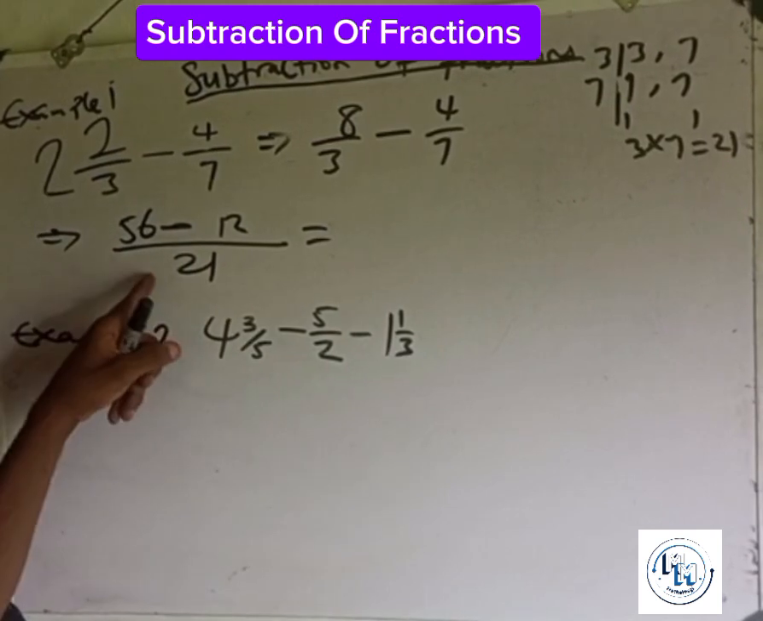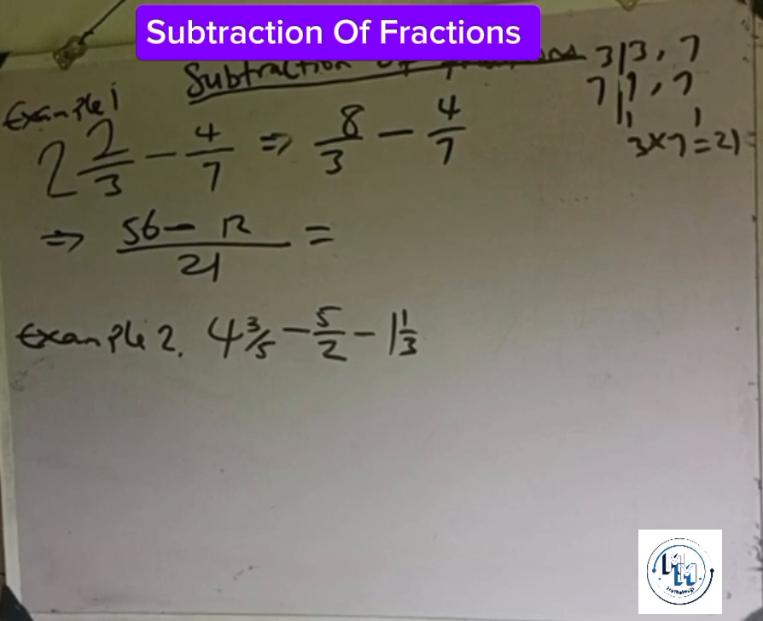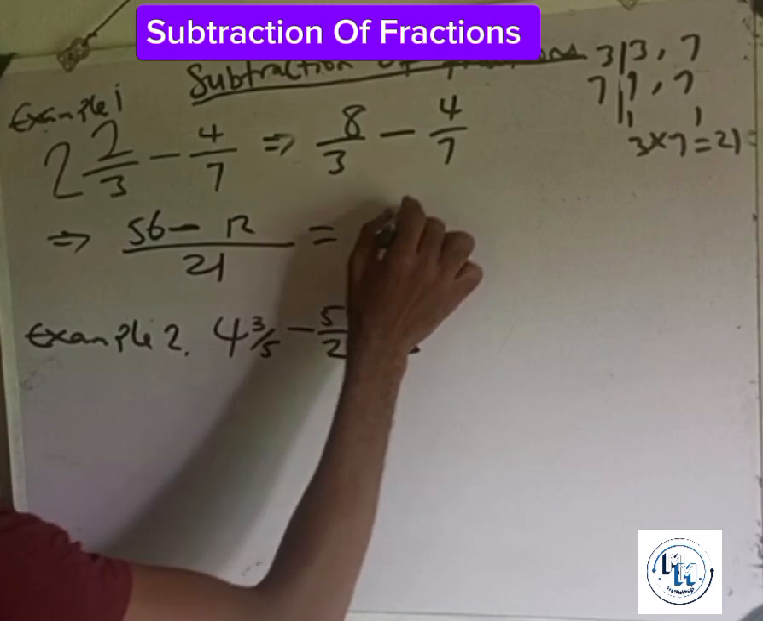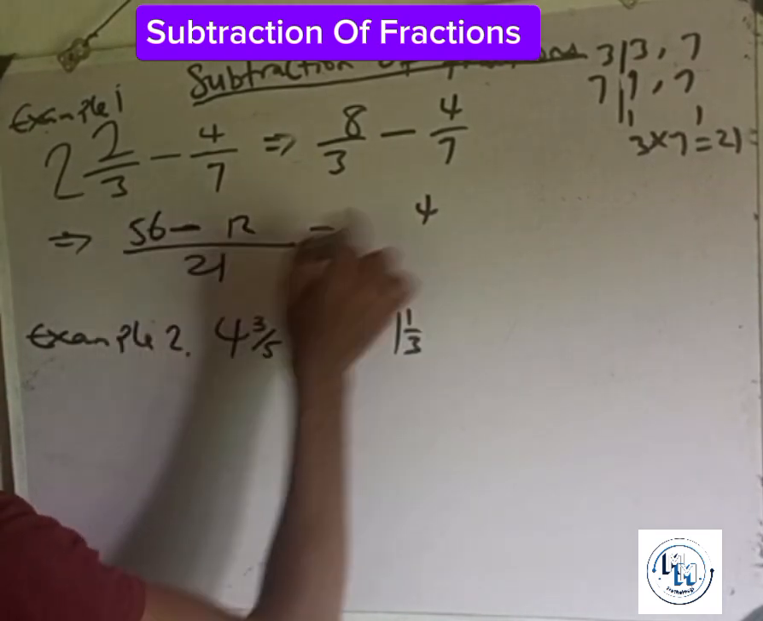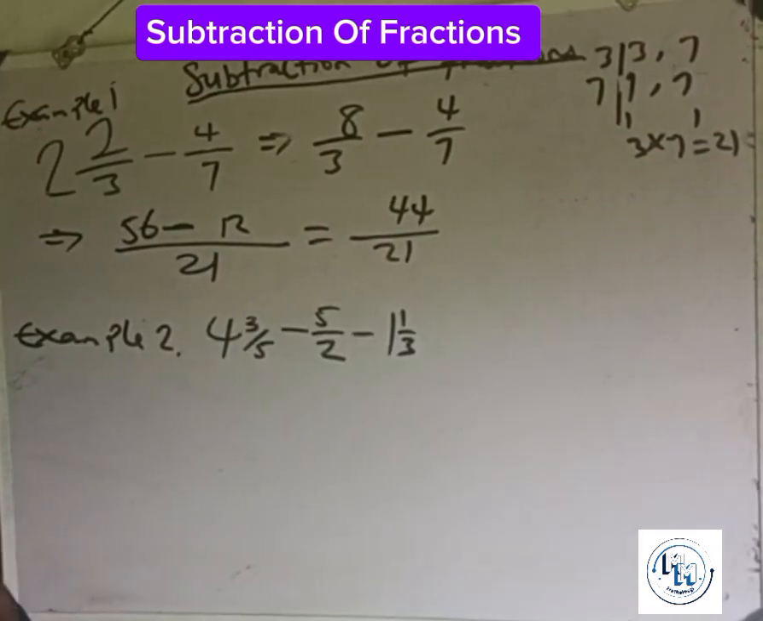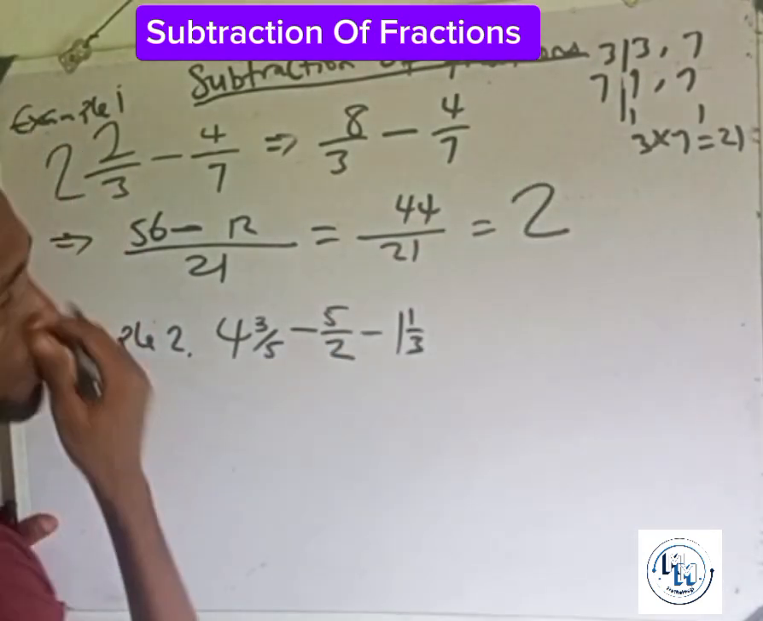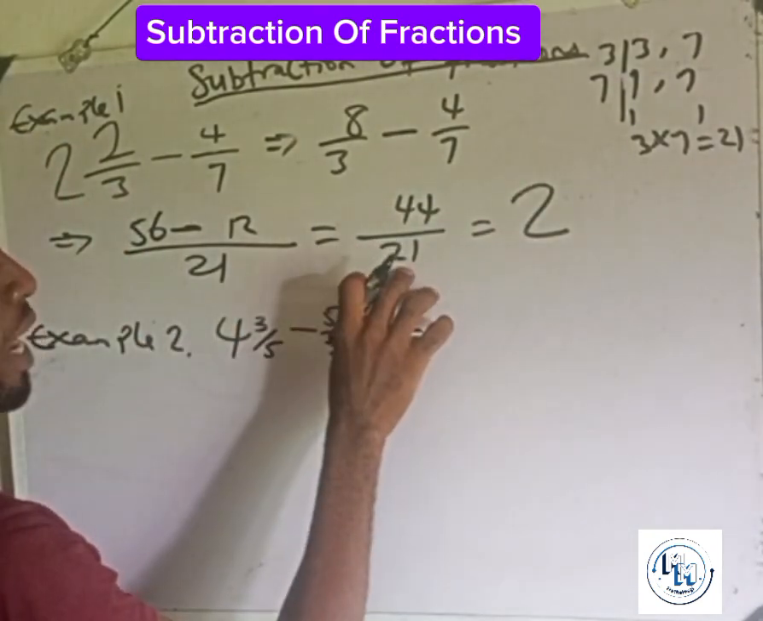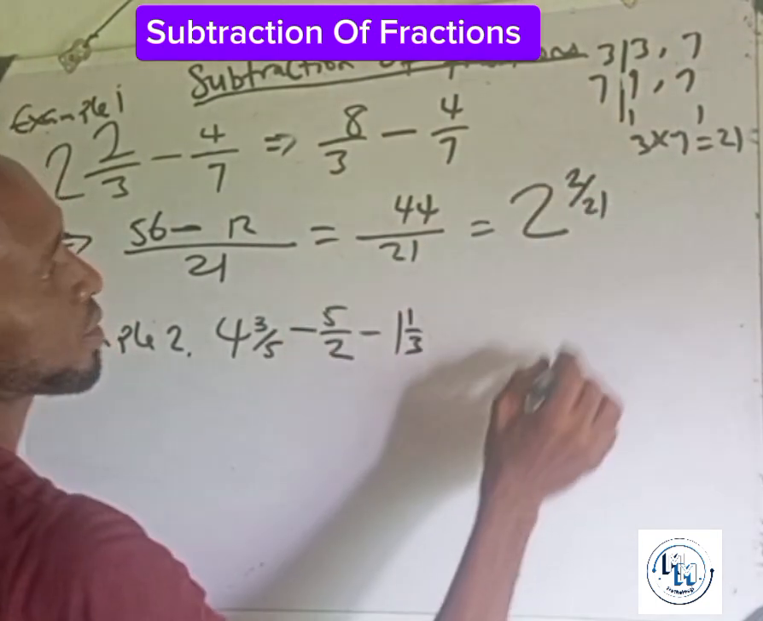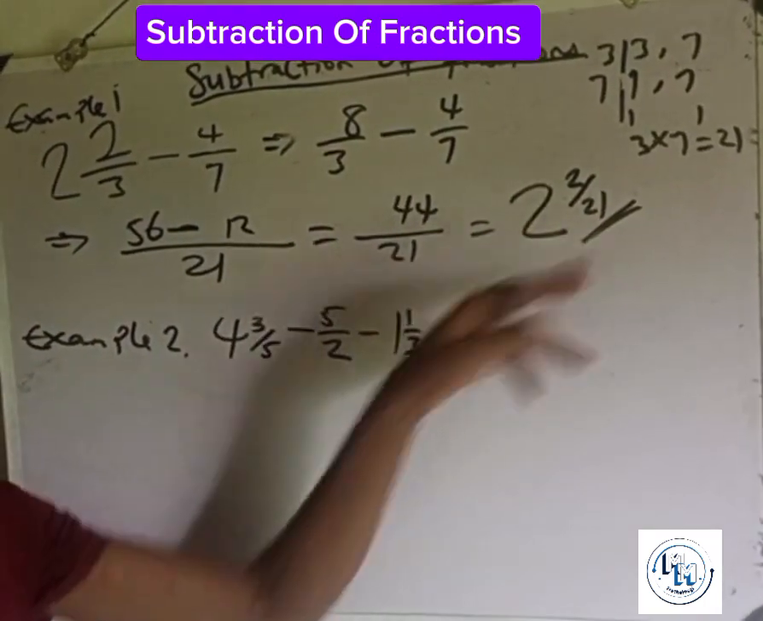So this is the second step. The first step was to change them to improper fraction. Second step, I bring them together using their LCM. Now the third step is to simplify, right? So 56 minus 12. 6 minus 2 will give me 4. 5 minus 1 will give me 4. 44 over 21. Now 44 divided by 21 is the same thing as 2 whole number. What is remaining? 2 times 21 will give me 42, so it's remaining 2 over 21. This is my answer. Sometimes you can leave your answer like this or like this. It's still the same.